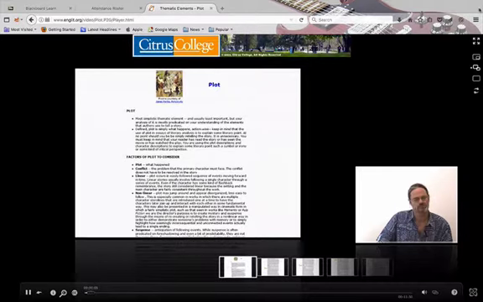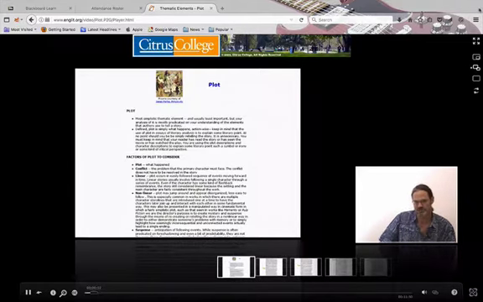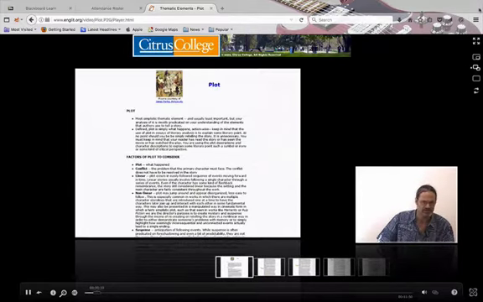Today we're discussing plot. Essentially, plot is simply what happens in a story. Character A does this, character B does this, etc. When you ask somebody what a movie's about and they start saying, well, it's about this guy who does this thing and blah, blah, blah, they're actually giving you plot.